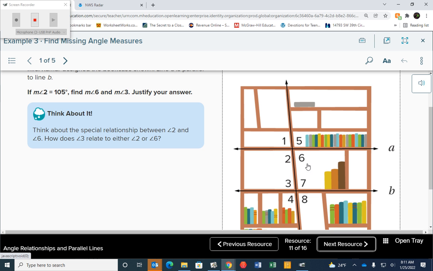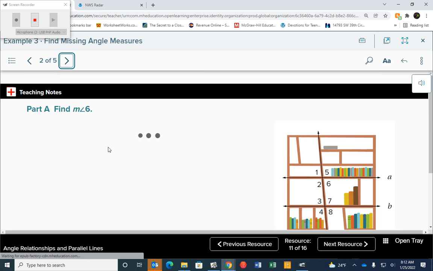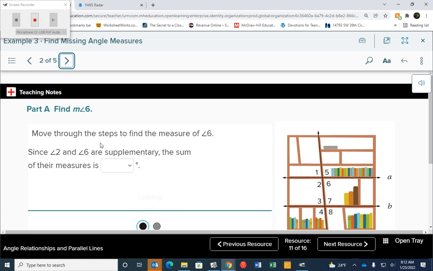Okay. So if the measure of angle 2 was 105, what do we know that these two angles together equal? They have to equal 180. Okay, what do these two angles together equal? 180, because they form a straight angle. So all I have to do to find out what angle 6 is, what? Take 180 and subtract what? 105. Okay, so if I take 180 and subtract 105, tell me what I get. You can do that in your heads, right? What do I get? 75.